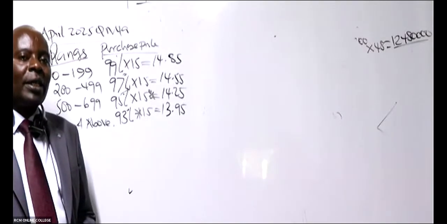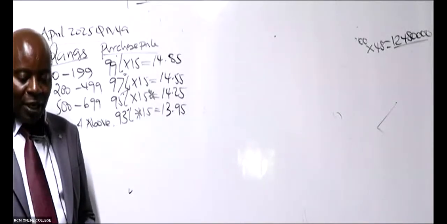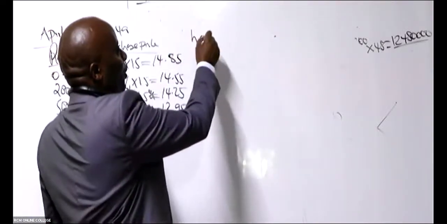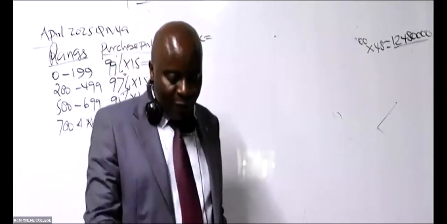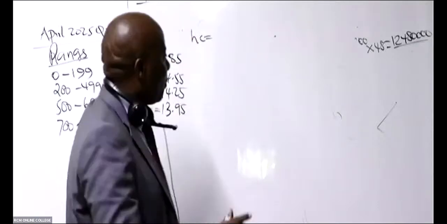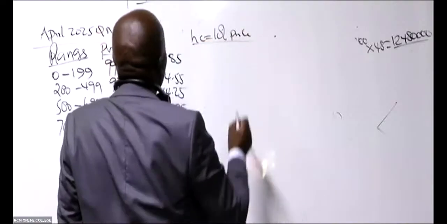EOQ. You see, holding cost is a percentage of the price. So first of all, I'll give my examiner the holding cost. Are you able to see the percentage of holding cost? Holding cost percentage is what here? It is 10%. So 10% of the price. So we start from here.